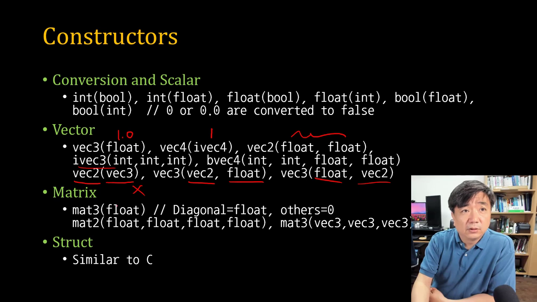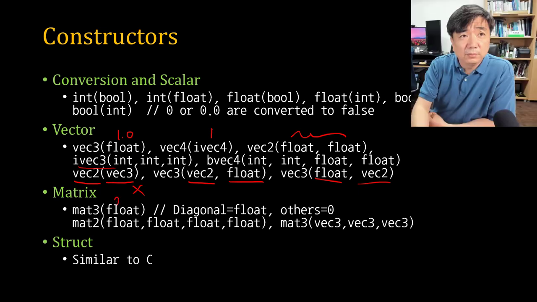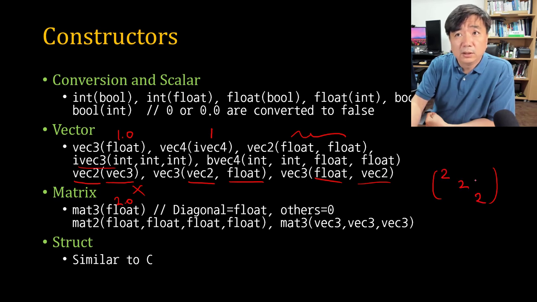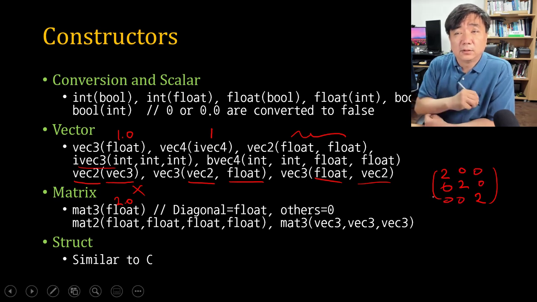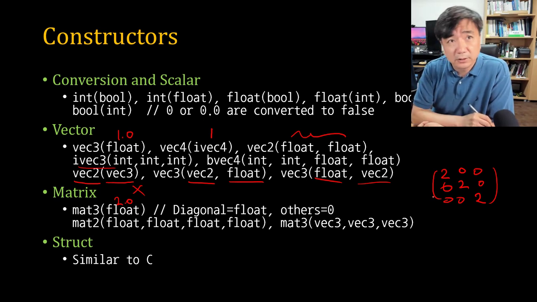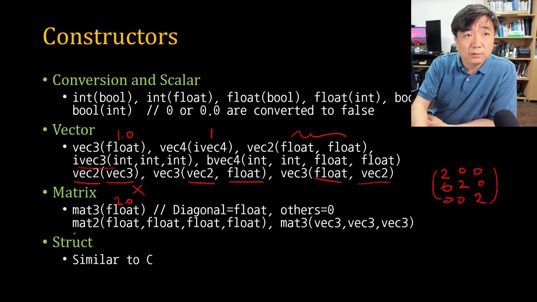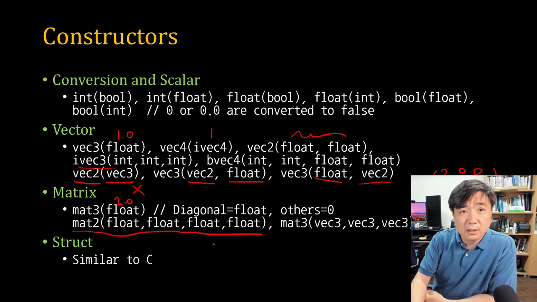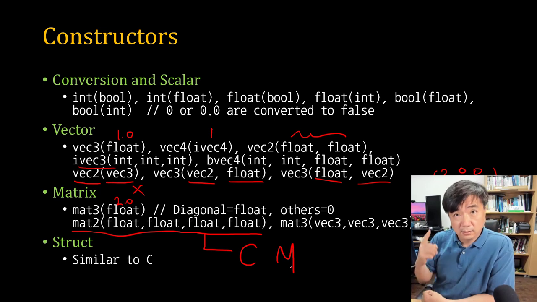In the case of a matrix, we can set a matrix with a single scalar. It means that if we set 2.0 with mat3, then a 3x3 matrix is created with 2, 2, 2 on the diagonal, and the other components are 0. So this kind of 3x3 matrix is created. Of course, it is also possible to give all the numbers, but think about it: all numbers should be in column-major order. We can also give column vectors.